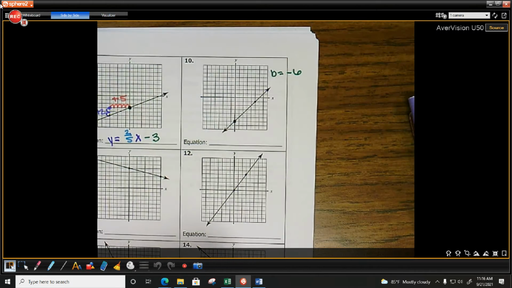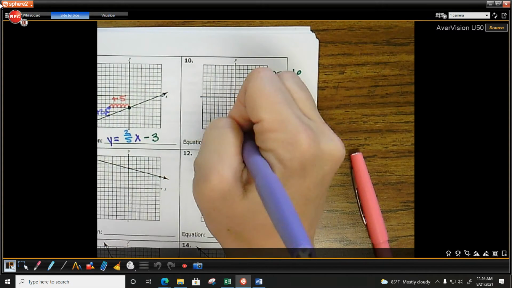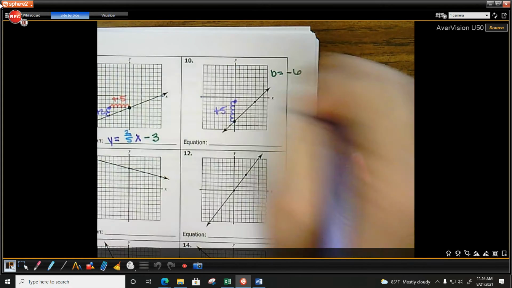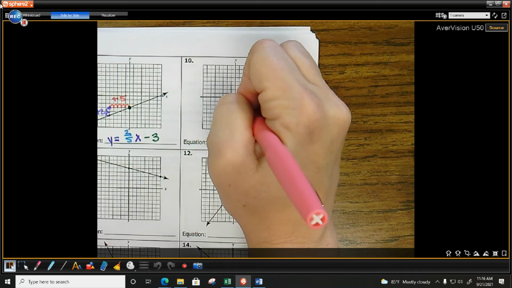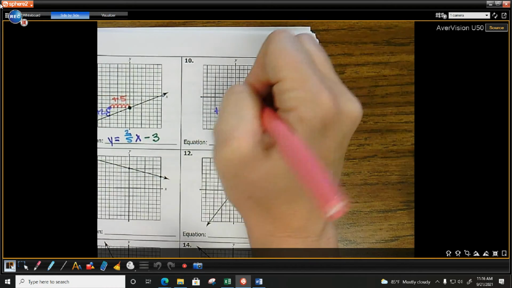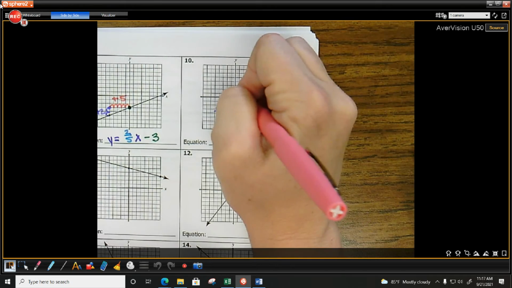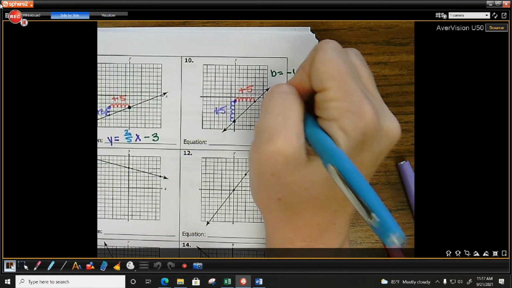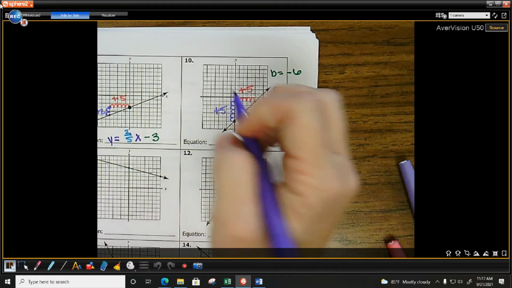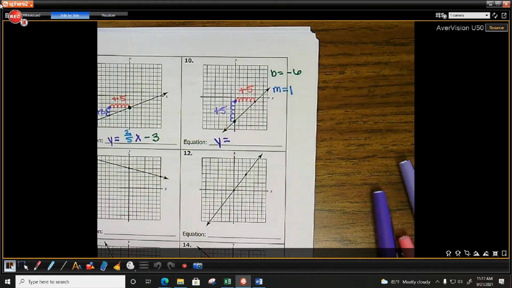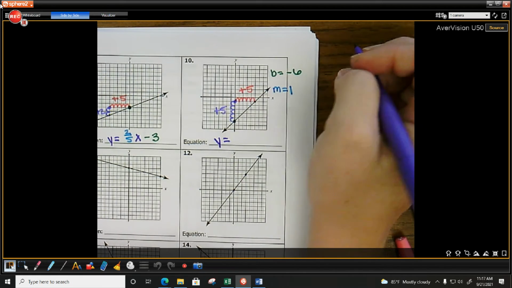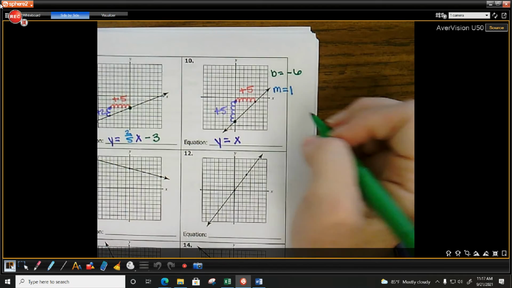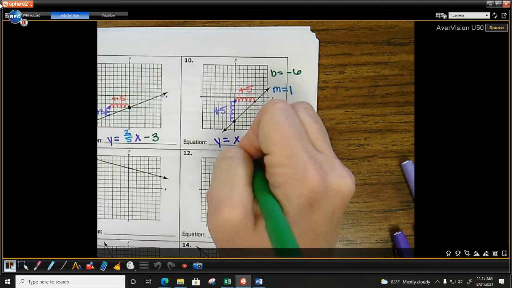Let's calculate our slope. 1, 2, 3, 4, 5 up. 1, 2, 3, 4, 5 to the right, which is a positive 5. So what's 5 divided by 5? So M is 1. So Y equals, do I need to put a 1 in front of my X? No, I can just put X, because X is the same as 1X plus b. What's b? So minus 6. Good?